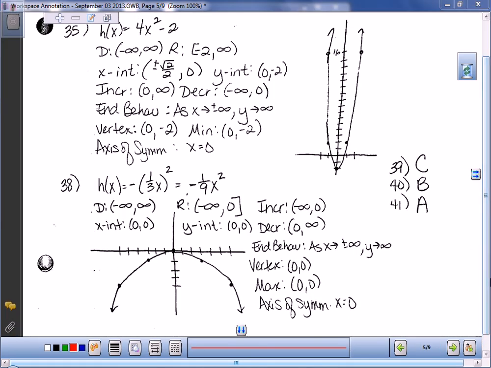Okay, here's 35, 38, 39, 40, and 41. Take a look at those, see if you have any questions.